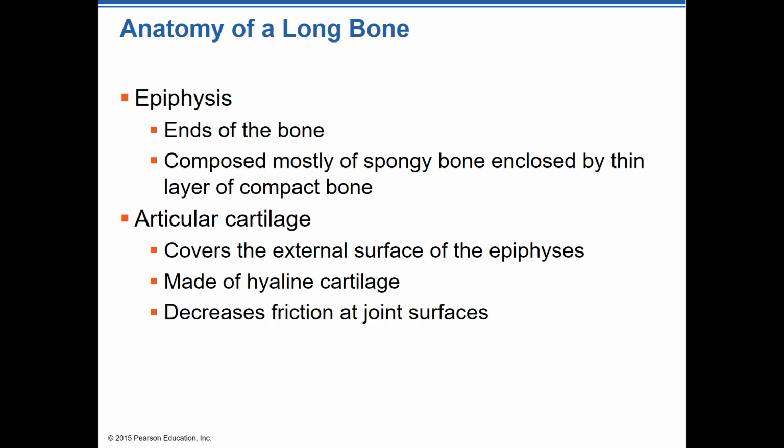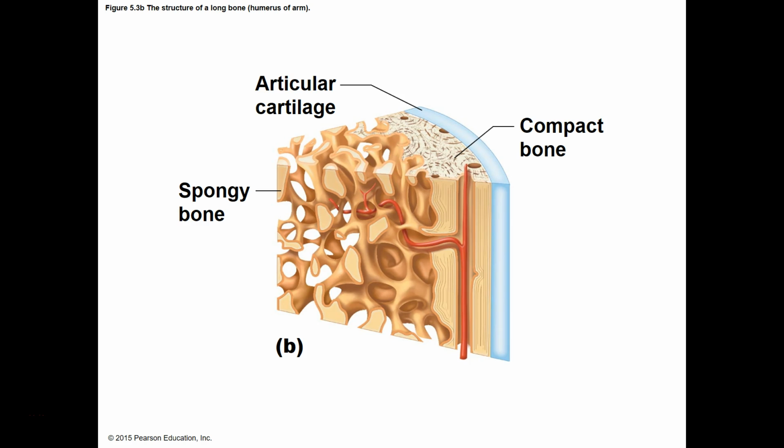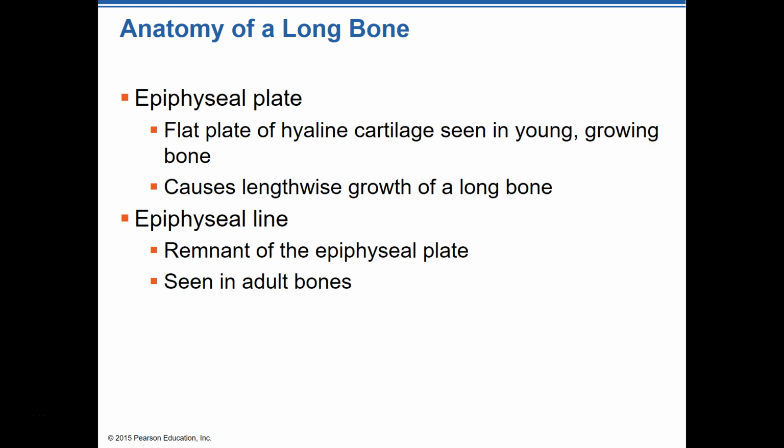The epiphyses, these are on the ends of the bone. We alluded to those in that last picture, and we'll get back to looking at them a little closer. These are mainly made up of spongy bone enclosed by a thin layer of that compact bone. And then we usually have some articular cartilage that covers the external surfaces of the epiphyses, usually made of hyaline cartilage. What this articular cartilage does is it decreases friction at the joint surfaces. It also helps with a little bit of cushioning. We can see the articular cartilage there on the outside. It's not a great picture.